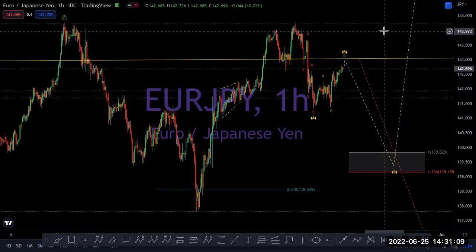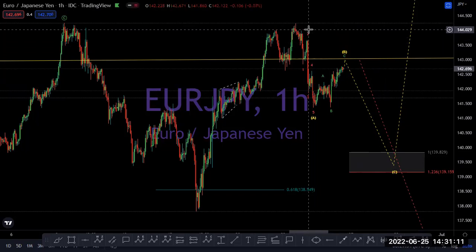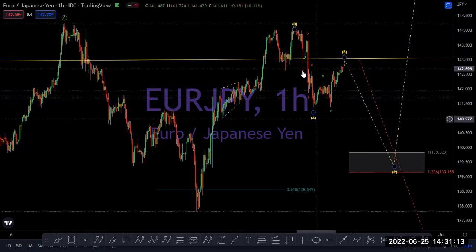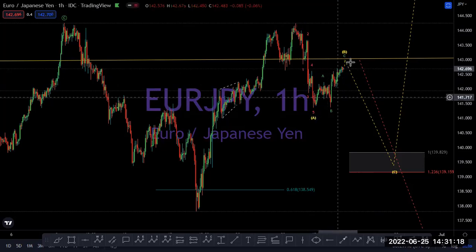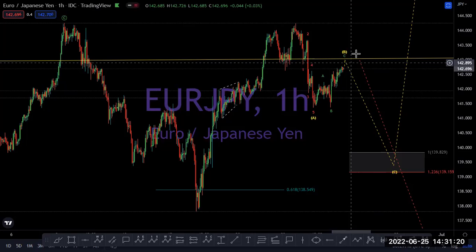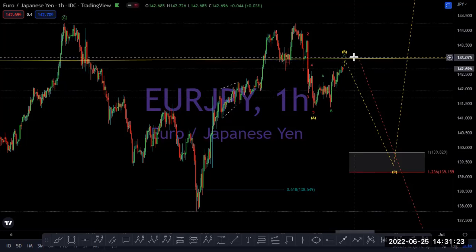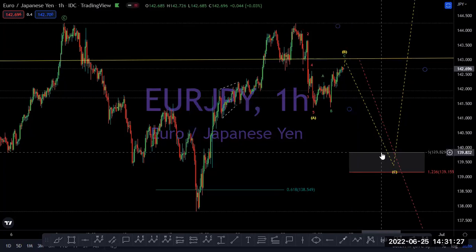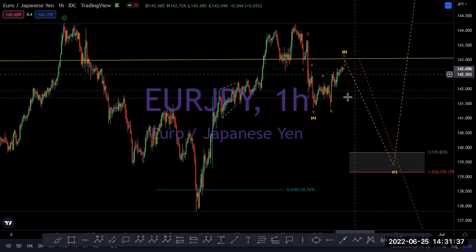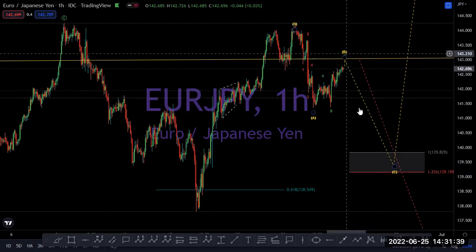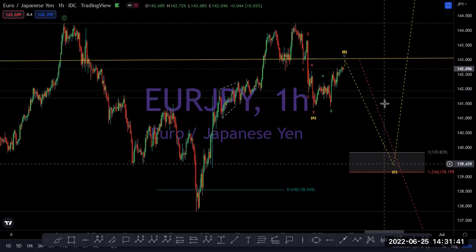So for now, I see this as wave A. You can see 1, 2, 3, 4, 5. Typical of wave A. And this A, B, C with B. So now, once I see a sell setup, I will sell and I will target 139.8 and 139.2. Take it again. Once I see a sell setup, I will sell this pair and target here. Okay.